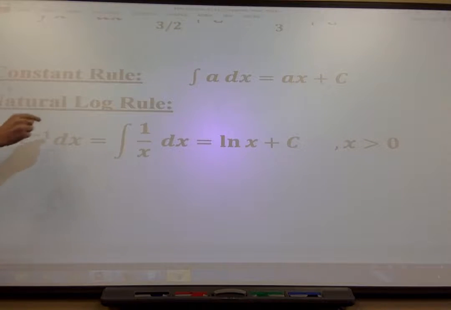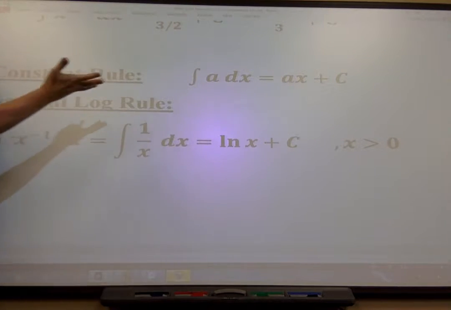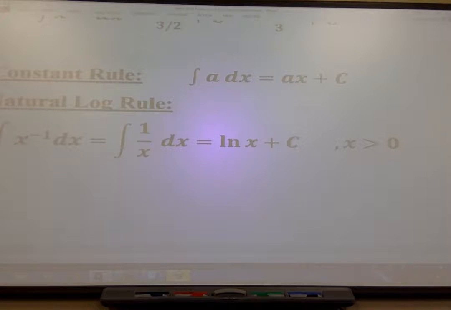What if it's just a constant? What if I said, what's the antiderivative of 5 dx? Wouldn't it be 5x plus c? Because the derivative of 5x is 5, isn't it? So if it's a constant, you just tack on an x.